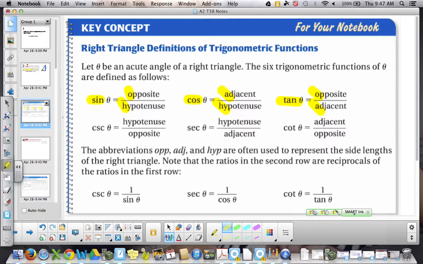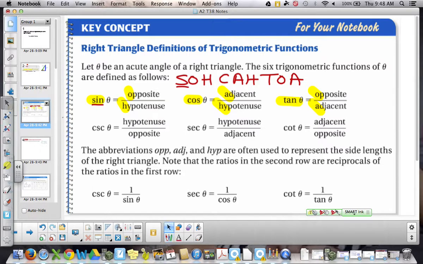Right, so if we look at those 3 definitions of those trig ratios, this is where SOH CAH TOA comes into play, right? Because that gives you the 3 definitions of those first 3 trig functions, the sine, cosine, and tangent. All right, so again, what does that mean? Well, S stands for sine, O stands for opposite.